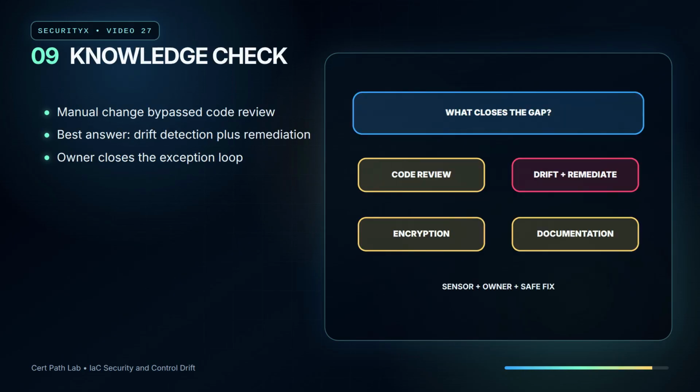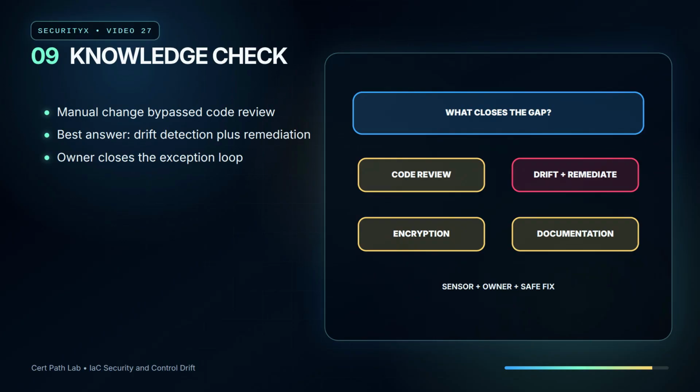Knowledge check. A cloud team uses Terraform for network and storage resources. An engineer makes a manual console change to open a storage bucket during troubleshooting, then forgets to reverse it. Which control most directly addresses the gap? The best answer is drift detection with an approved remediation process and control owner.